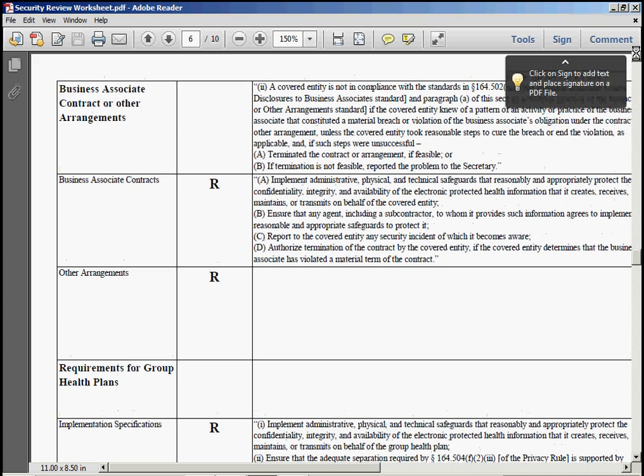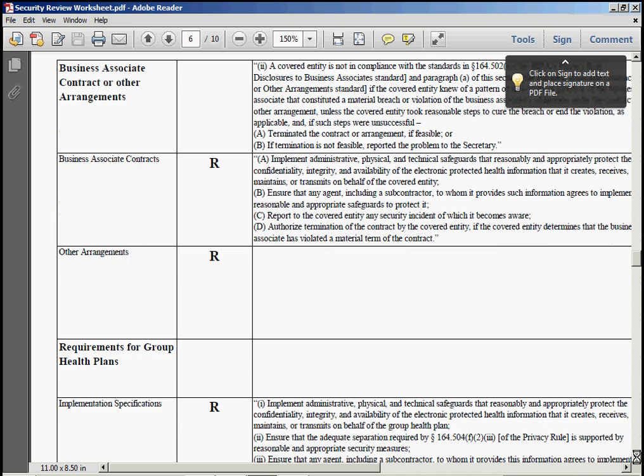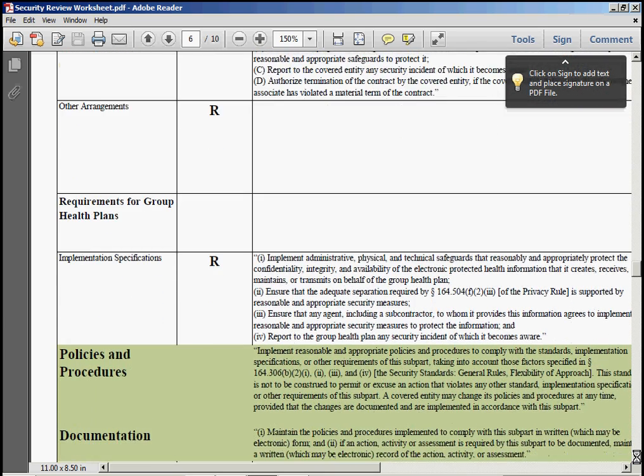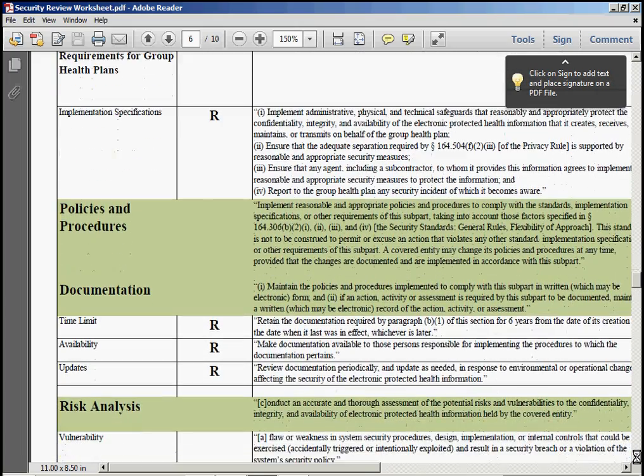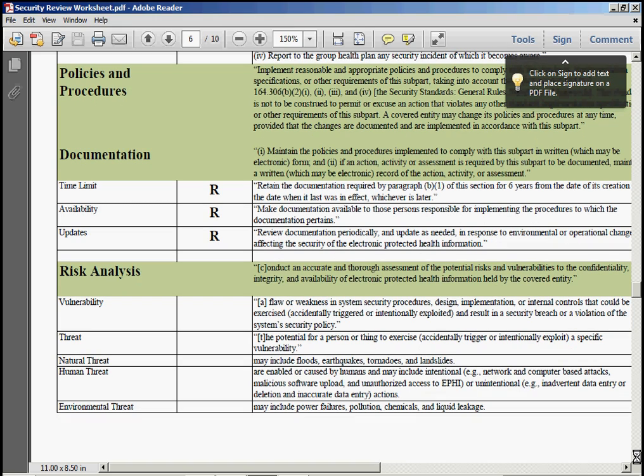We just passed the organizational requirements, which basically consist of your business associate agreements or contracts, your agreements with your health plans, and there's policies and procedures and documentation. So in HIPAA, you want to have policies and procedures that cover all the ways EPHI is touched, dealt with, managed, and controlled, so that your employees know how to, in a reproducible manner, accurately and correctly touch their EPHI on an everyday basis.